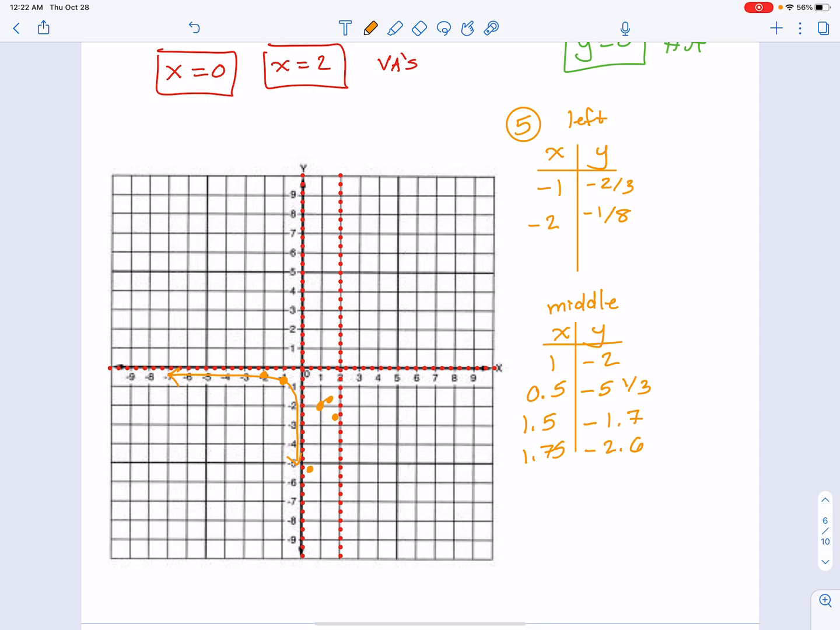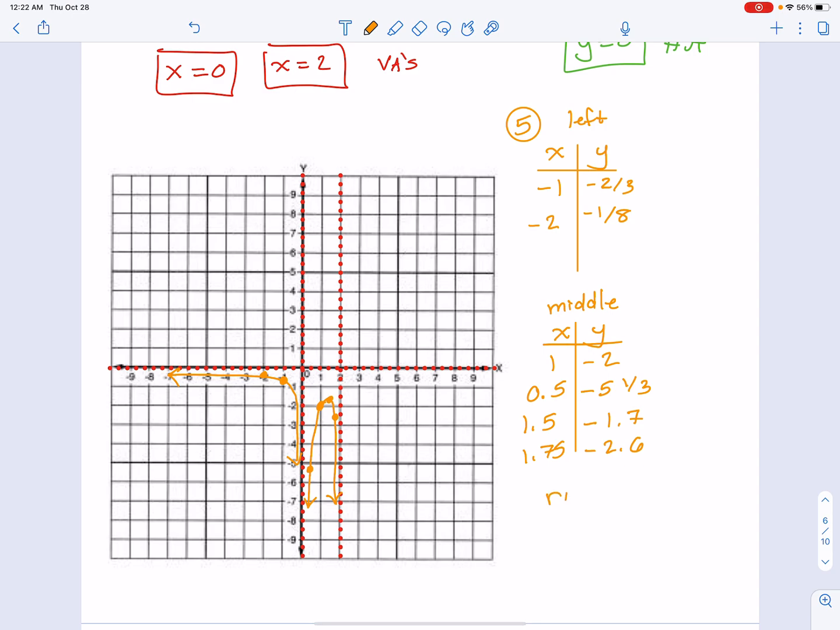So you always want to check and see what you're doing in there, because it is possible for our functions to actually cross a horizontal asymptote. Vertical asymptotes we can't touch, we can't cross. Horizontal asymptotes are guidelines for us, but we can cross them. So always double check extra points in there.